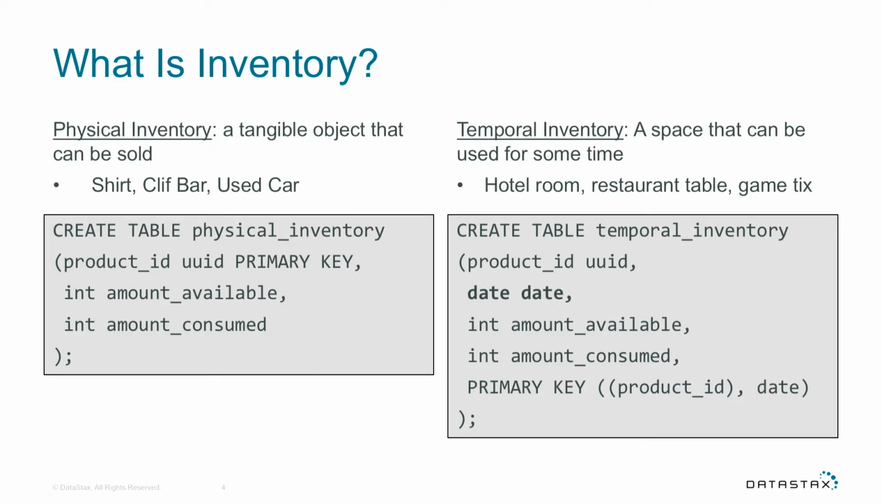A different design approach might be to flip the order of the partition key columns so that data is first organized by date and then by product. The right design depends on the access pattern for your application. Check out our DS220 data modeling course on DataStax Academy for a more complete discussion of Cassandra data modeling. So this is just about the simplest representation of physical and temporal inventory that I can think of.